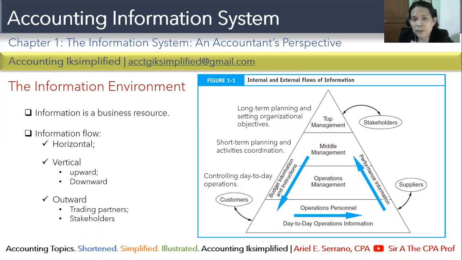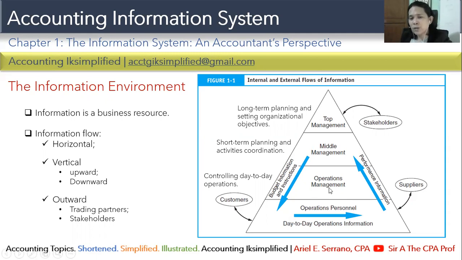information sa isang organization. How are they related sa iba't ibang levels of the organization? Okay? Kaya po makikita ninyo itong ating triangle dito or pyramid, no? Wherein sinubdivide ito into 4 because the top portion represents the management, the top management. Yung sumunod sa kanya is the middle management, followed by the operations management, and then sa bottom line we have the operations personnel, yung mga day-to-day operations. Okay? These are your rank and file employees.